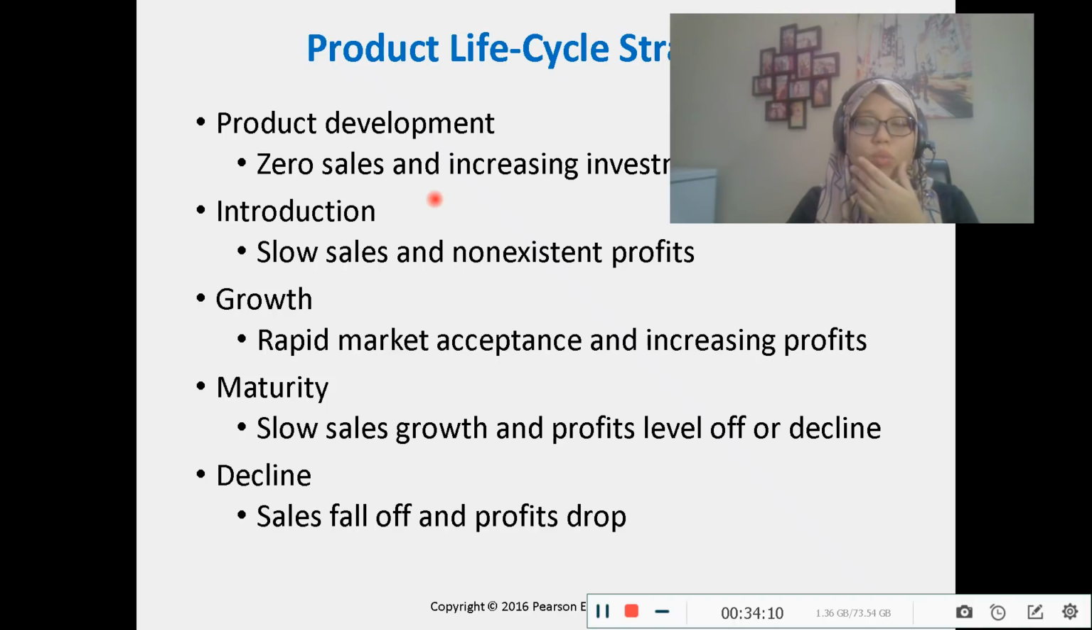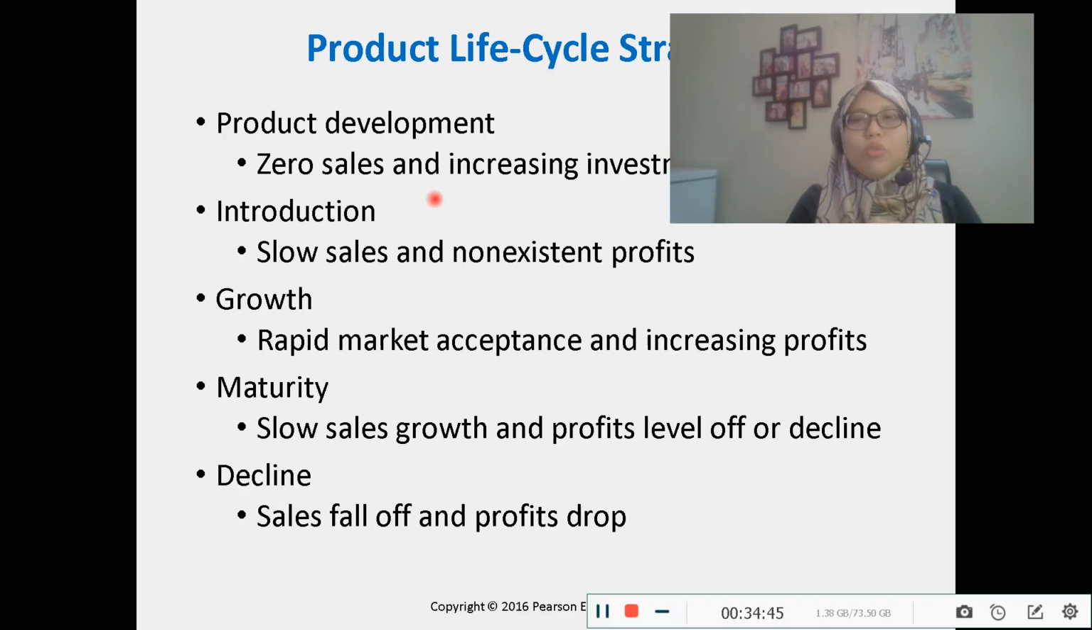Okay, sebab waktu product development there is no sales at all. That's why you need to do the new product development process, because during this time you do not get the money, but you have to spend the money. See, zero sales and you need to invest. You need to invest on research and development, or if you choose to acquire the product, you have to spend money to buy patent, buy license, buy a company. Okay, so this is the stage where you have to spend a lot of money.